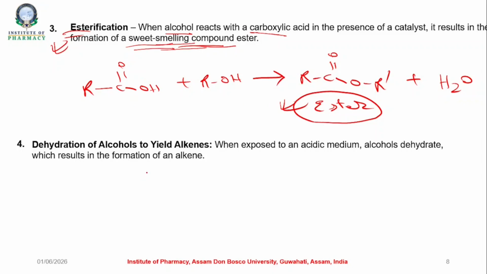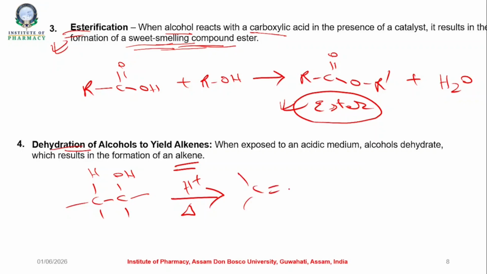The next is dehydration of alcohols. Dehydration of alcohols leads to the formation of alkene. So if we see one example, for this purpose an acidic medium is used. So we have H plus. Heat is also required. So in this reaction, we get an alkene.